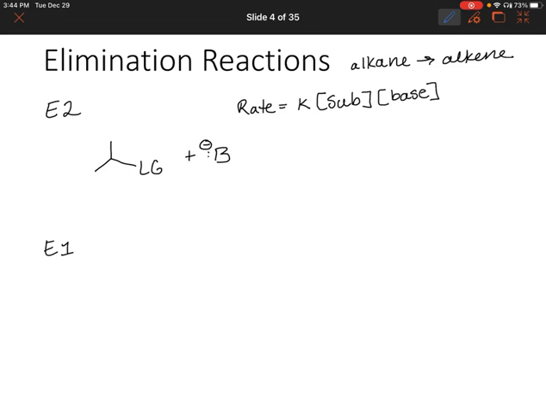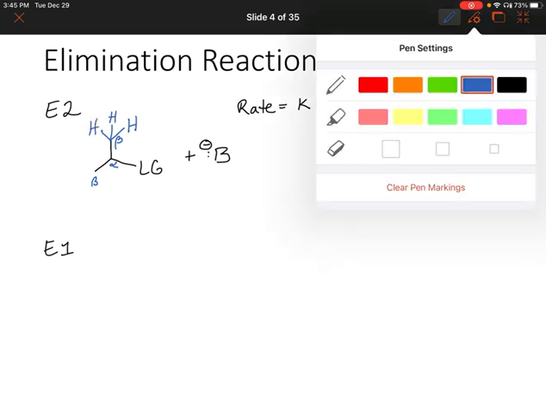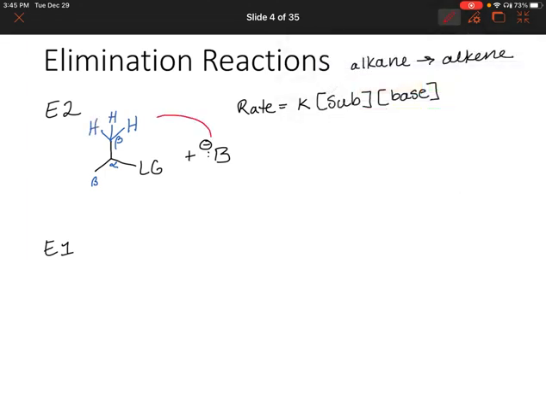So let's first find the alpha carbon, which will be right next to the leaving group. And then the beta carbons are next to the alpha carbon. So this substrate has two beta carbons, and they're the same. They're both methyl carbons. So we'll just arbitrarily pick the top carbon, draw some hydrogens here, and the base is going to take one of those protons.